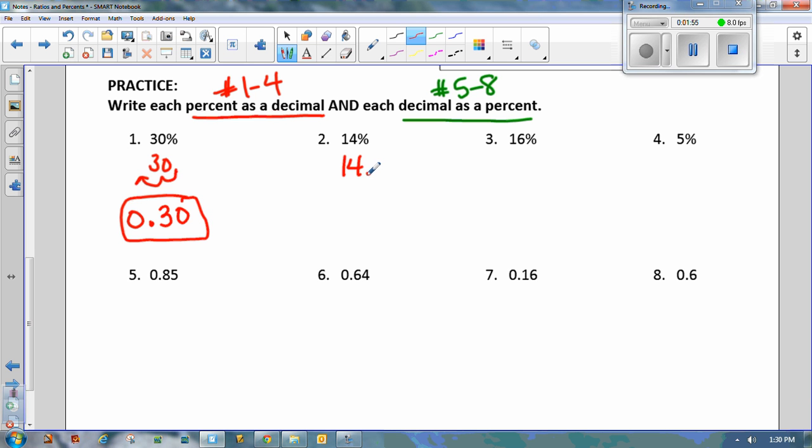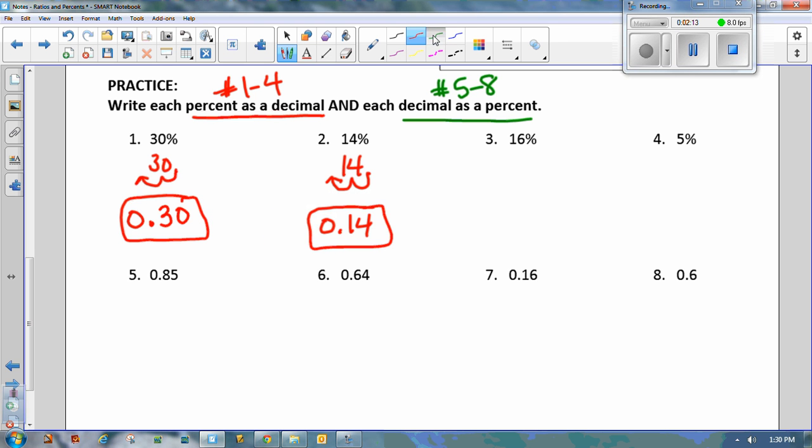When I look at 14%, I have 14 because we're going to drop that percent sign, put our decimal at the end, move it 2 places to the left, so I have 0.14. I'm going to fill in our placeholder here for the ones and box. Pause the video, take a minute, and answer questions 3 and 4.